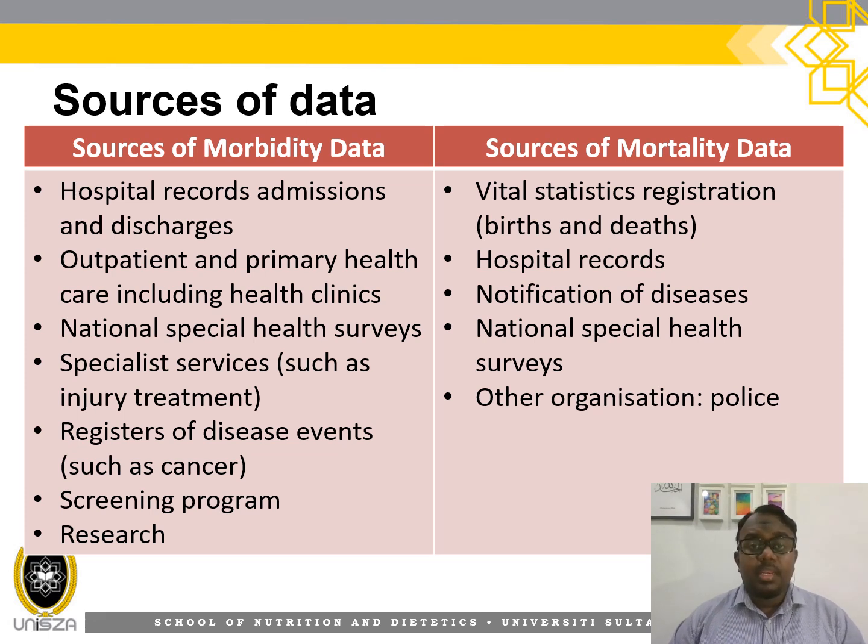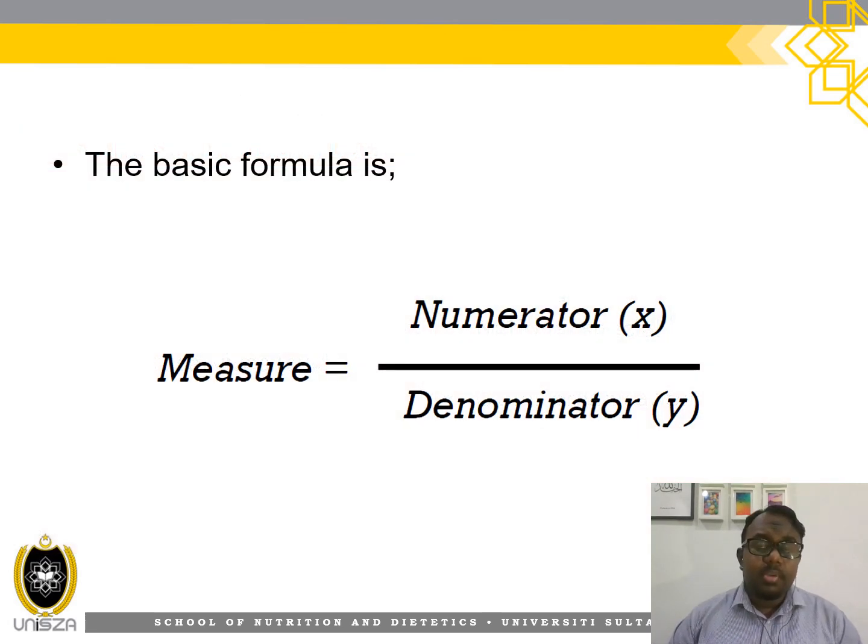And sources of morbidity data are from hospital records, admission and discharges, outpatient and primary health care including health clinics, national special health surveys, specialist services such as injury treatment, registers of disease events such as cancer, and also screening program and research. So by now, you should be able to understand that mortality is about death and morbidity is about getting a disease.